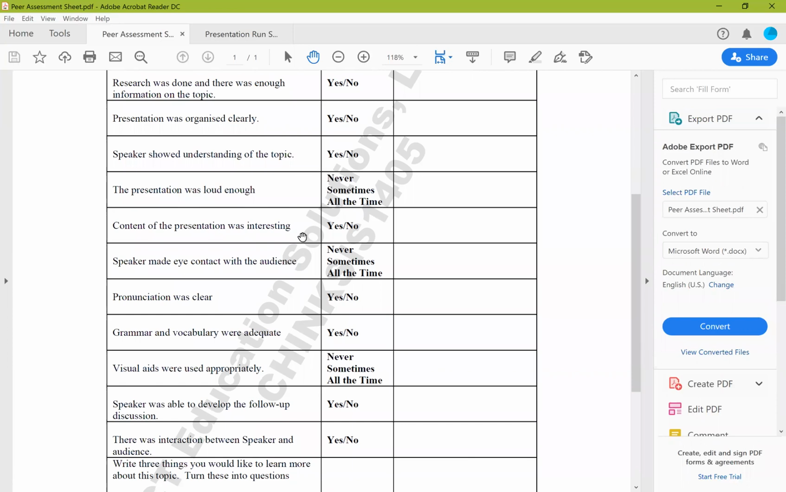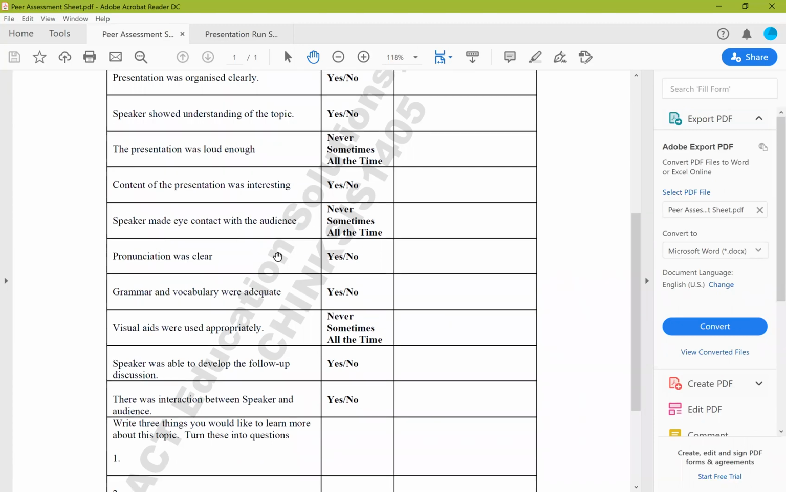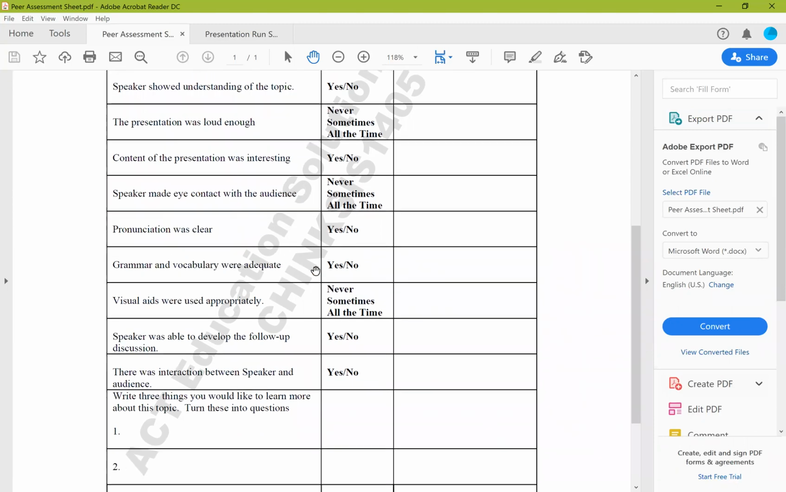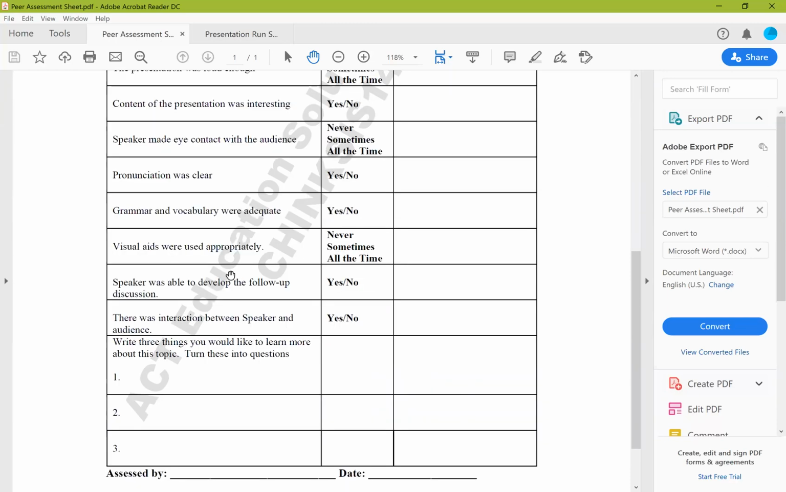The content was interesting. So if they were talking about how grass grows, they didn't make it really, really boring. You actually wanted to listen to the presentation. The speaker made eye contact with you. You could understand the pronunciation, grammar and vocab made sense. Did they use any videos or pictures or handouts? Did they have them? And also, were they appropriate? The speaker was able to develop a follow-up conversation. So did they ask you as the audience member some questions or develop a conversation around their topic?